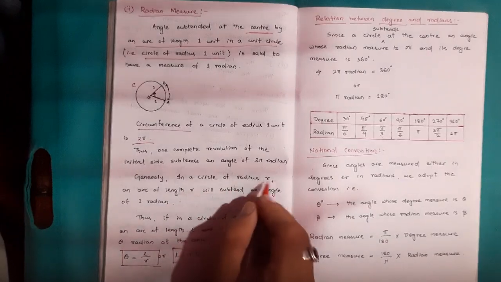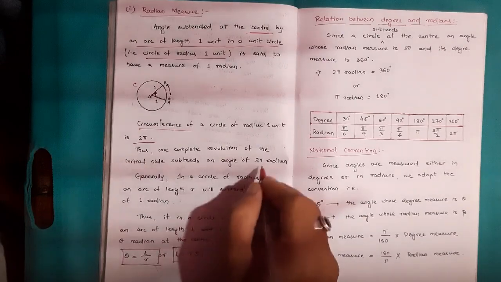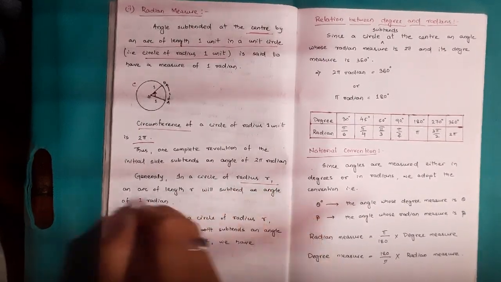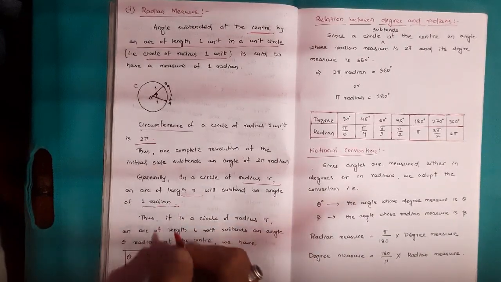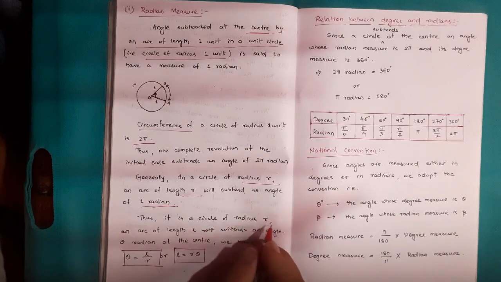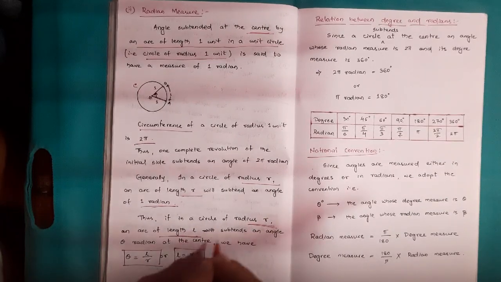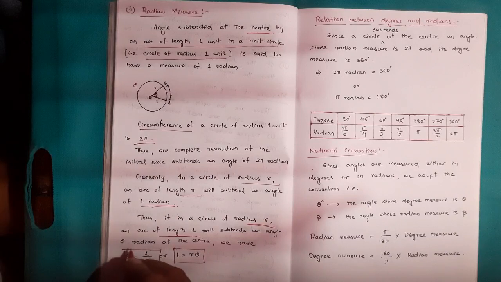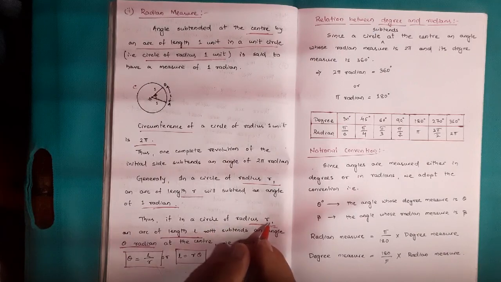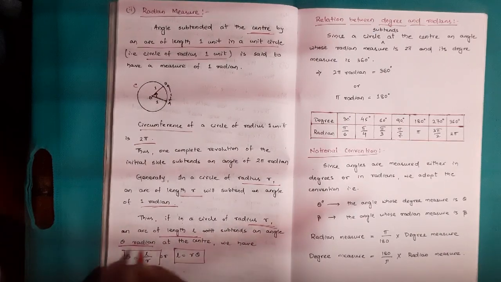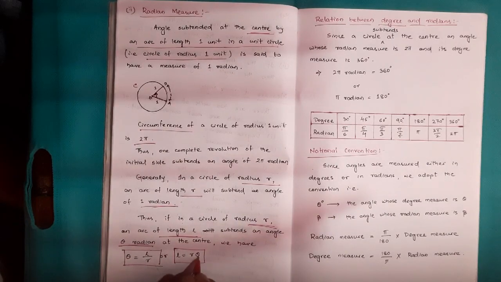Generally, in a circle of radius r, an arc of length r will subtend an angle of 1 radian. Thus, if in a circle of radius r, an arc of length l subtends an angle theta radian at the center, we have theta equals l by r, or l equals r theta.